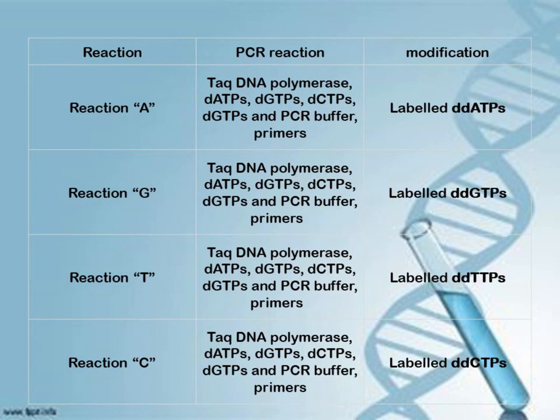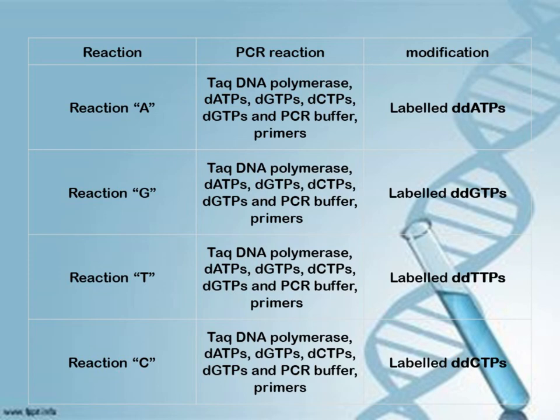The next reaction is for T, for thymidine, in which PCR will use Taq DNA polymerase, dATPs, dGTPs, dCTPs, dTTPs and PCR buffer with primers, and the modifications are done with ddTTPs. The last reaction is reaction C, for cytosine, and it includes Taq DNA polymerase, dATPs, dGTPs, dCTPs, dTTPs and PCR buffer with primers, and the modification is labeled ddCTPs.